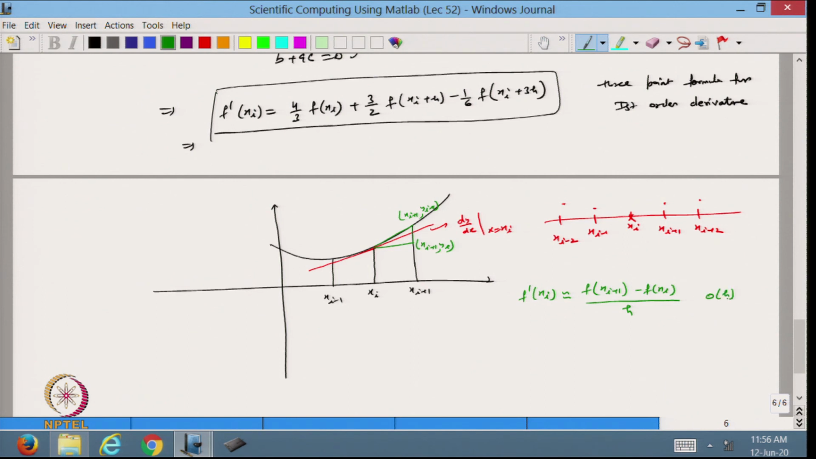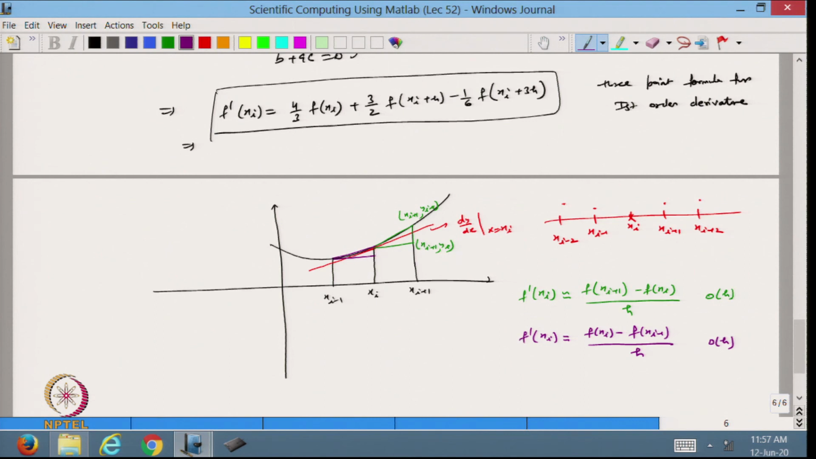This is of order h. In the same way, if I do this with the backward formula, I take this value and this value. Using the backward formula, f dash at xi is equal to f at xi minus f at xi minus 1 divided by h, and that is of order h also. This is the triangle: f at xi minus f at xi minus 1, divided by this value.